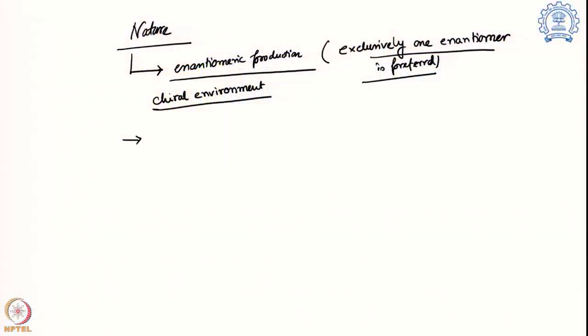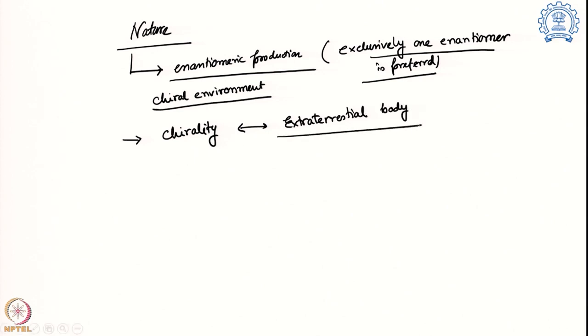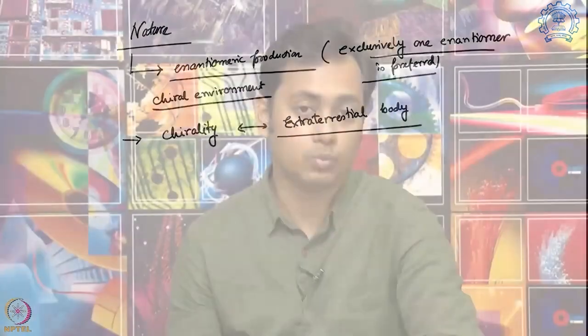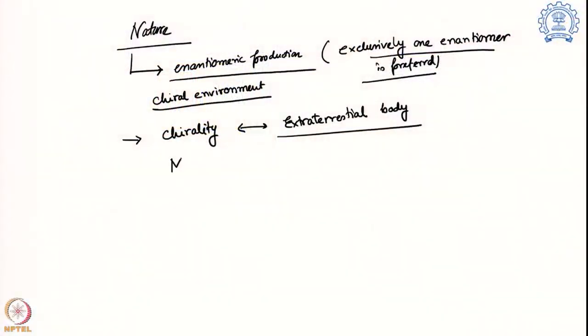So one of the ideas was that this chirality may be triggered by an extraterrestrial body. That means this chirality is actually not from the earth itself, it has come from outside the world. So is there any proof? One of the proofs that we are going to discuss today is known as the Murchison meteorite.